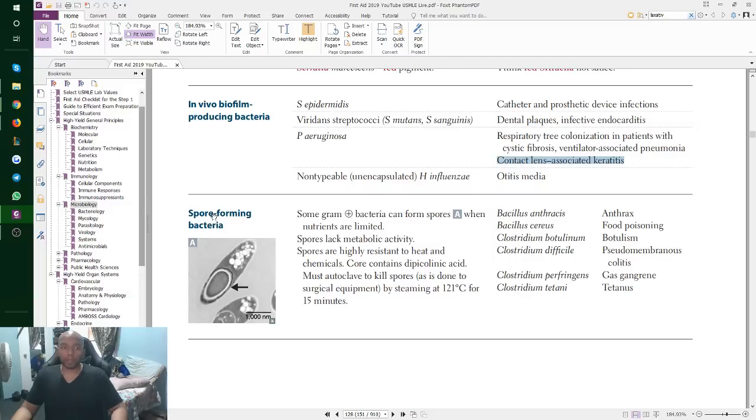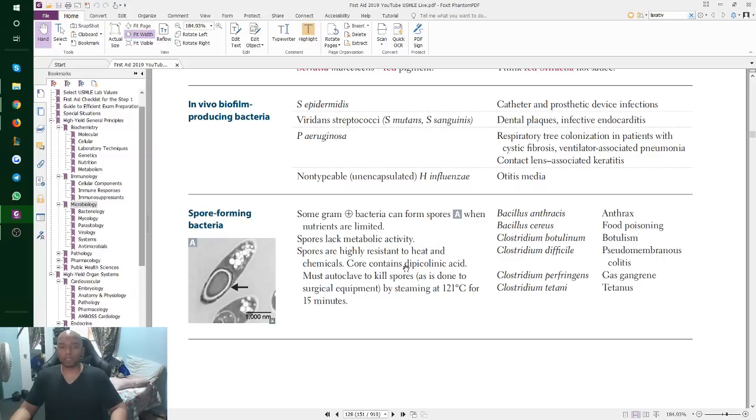Last thing here are your spore-forming bacteria, also very significant. There aren't that many, and they're very easy to work with. There's realistically only two that are mentioned here, Bacillus and Clostridium. Right, some gram-positive bacteria can form spores when nutrients are limited, right? And it's a protective mechanism. When there isn't enough food and water, a spore will prevent it from dying of dehydration or heating and stuff like that. Spores lack metabolic activity, and spores are highly resistant to heat and chemicals.